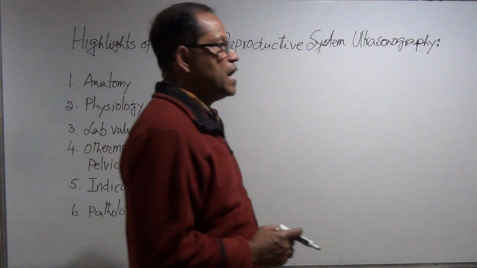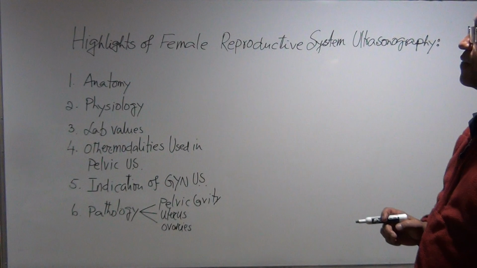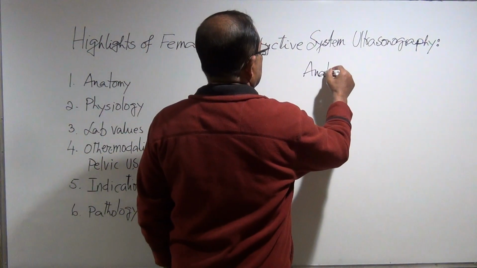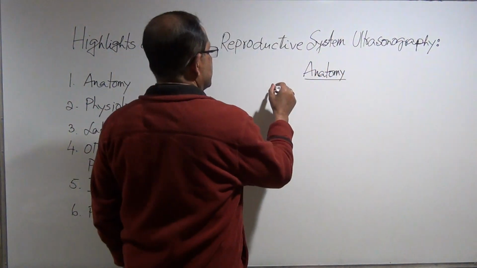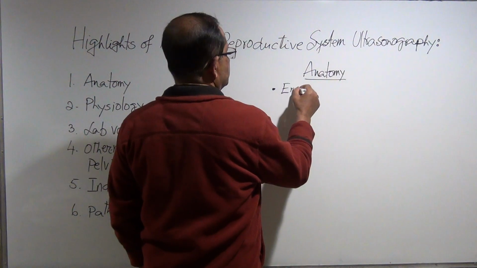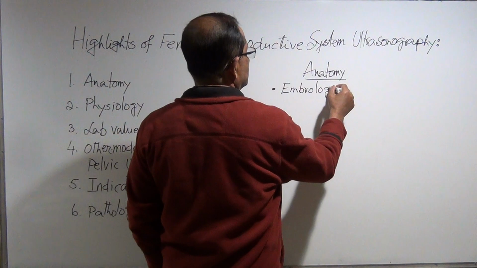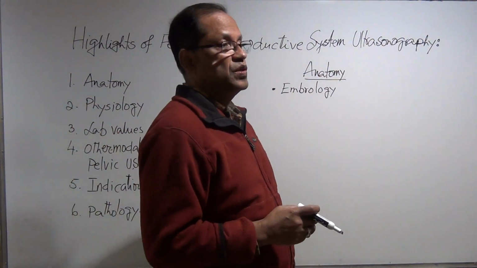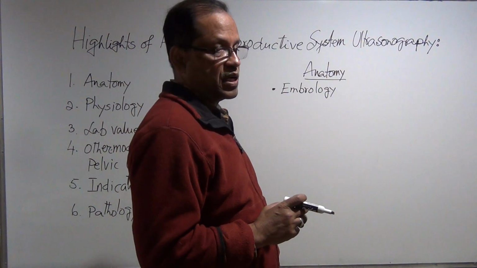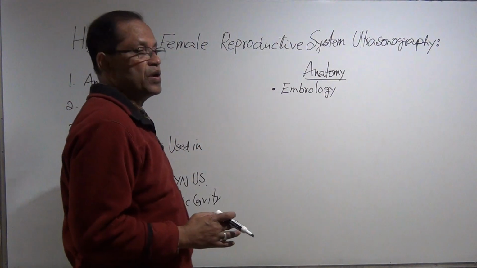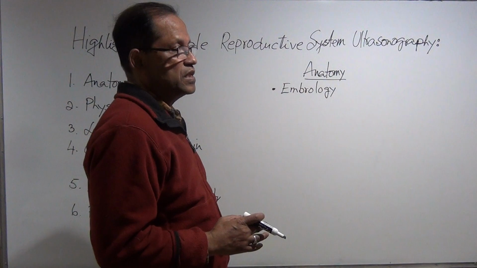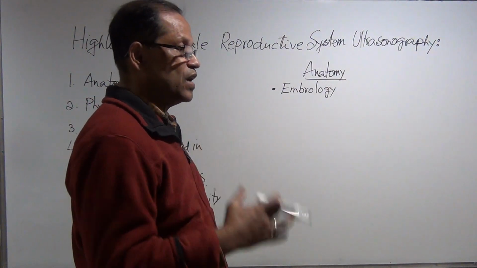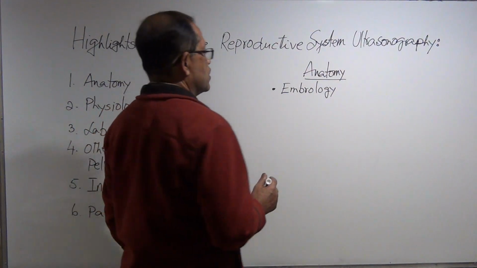In anatomy, for the female, we need to understand the embryology, or development of the female reproductive organs, because there are some congenital anomalies that happen to the female reproductive organs, and if you understand the embryogenesis, it will help us to understand those pathologies, and it will help us to diagnose those female reproductive organs sonographically.